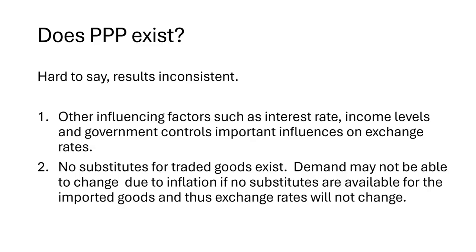And there are a couple of reasons why it may not work. The first is that there are other factors that are influencing prices, and those include interest rates, income levels, the amount of government control there is. So the market is not a pure free working market. There are other things influencing it, and so it's hard to tell about purchasing power parity.